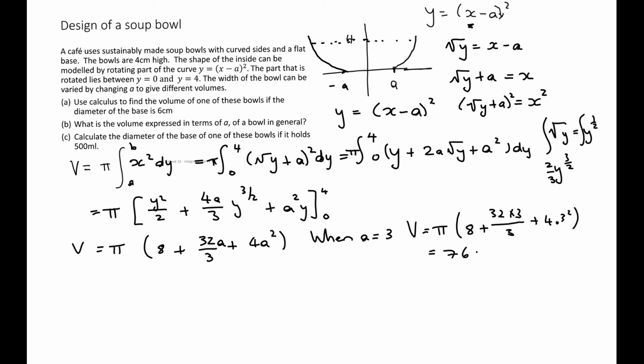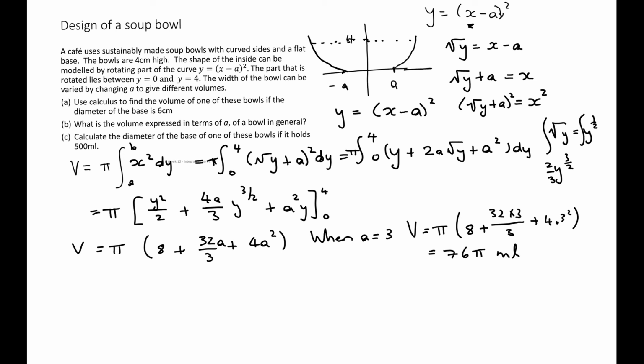So it's 76 pi. And if we were to look that up on our calculators, we would actually find that it's something like 238 something or other. So that must be in millilitres, which makes sense for a soup bowl.